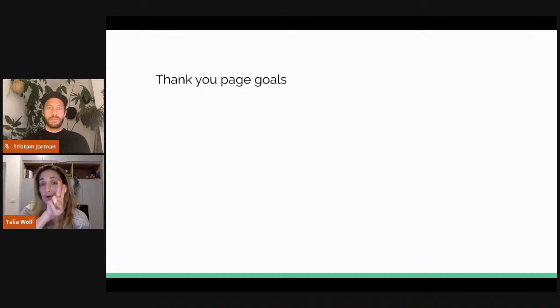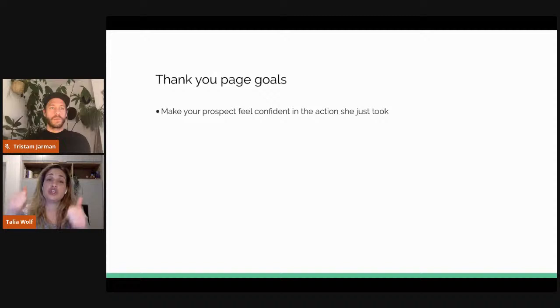It actually has 2 goals. Number 1 is to make your prospect feel confident in the action that she just took. So there's a little psychological trigger called choice supportive bias. And the idea is that we want to feel good about the actions that we've taken. So it's your job in the thank you page to remind people that they did a great job. It sounds funny, but it's actually super imperative that you do that.